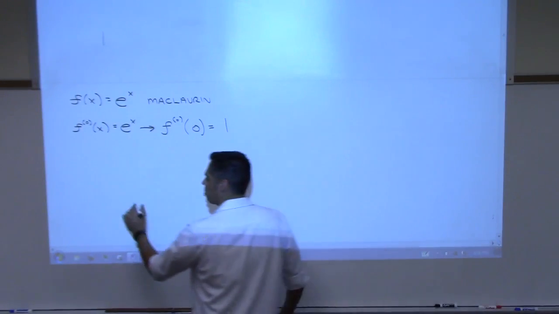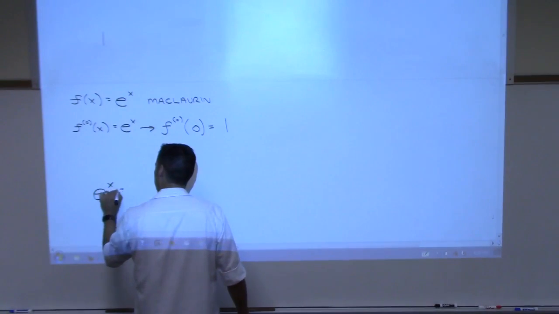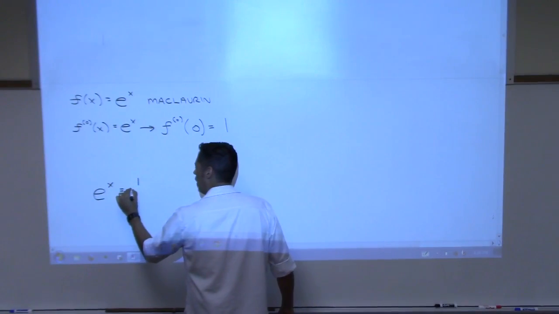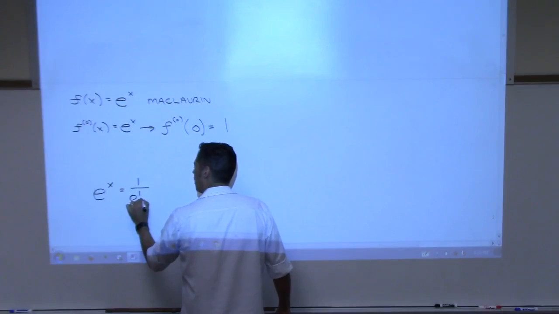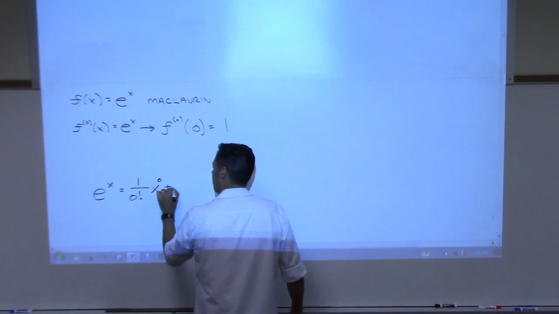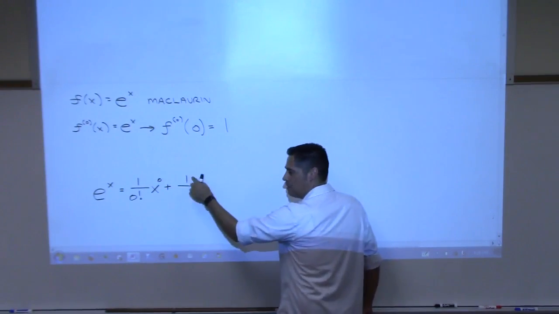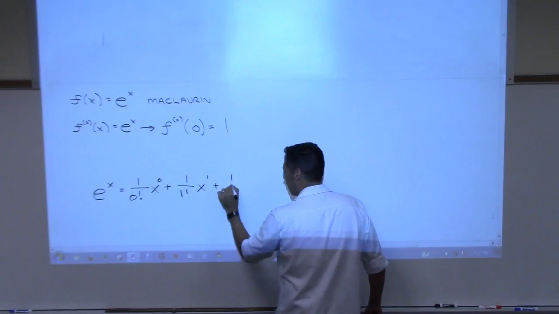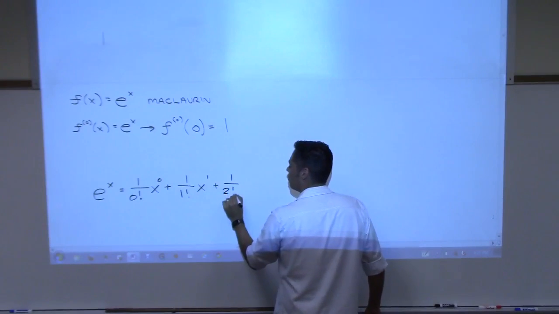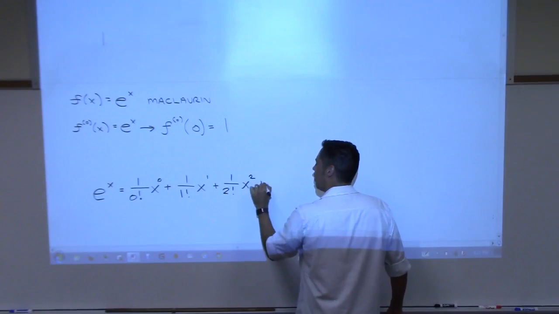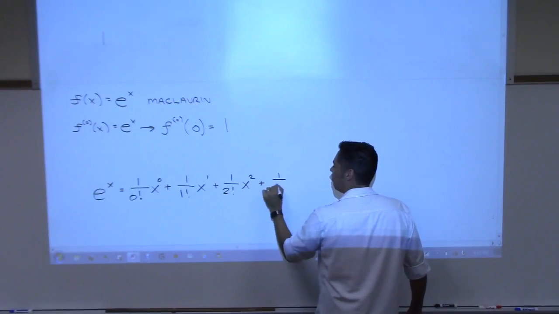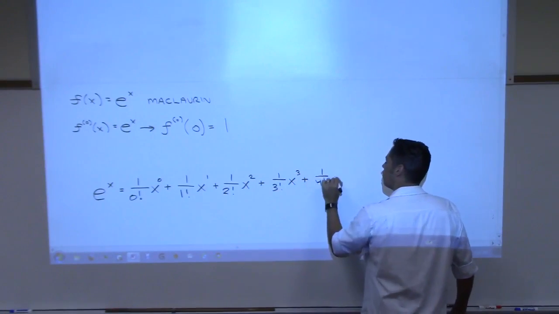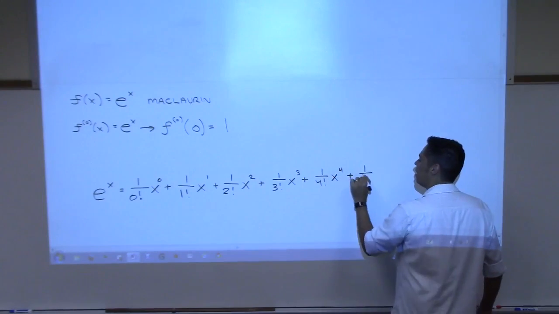So when I write the power series out, if I follow the formula, the first number I get is 1 over 0 factorial x to the 0, plus 1 over 1 factorial x to the first, plus 1 over 2 factorial x squared, plus 1 over 3 factorial x cubed, plus 1 over 4 factorial x to the 4th. You get the point, right?